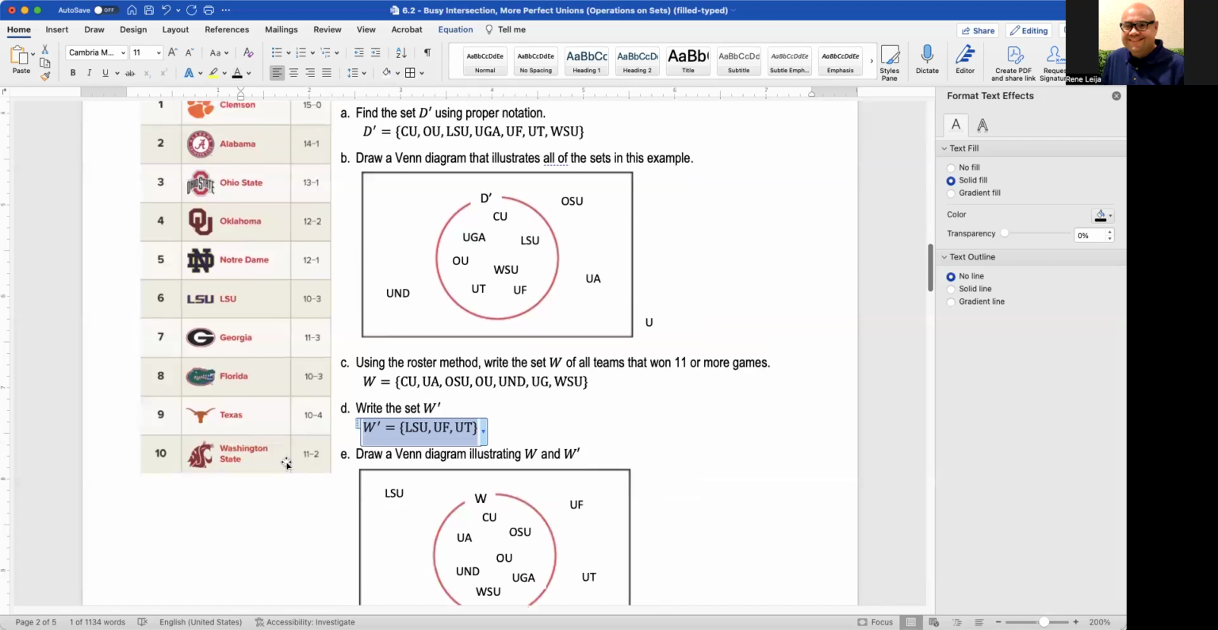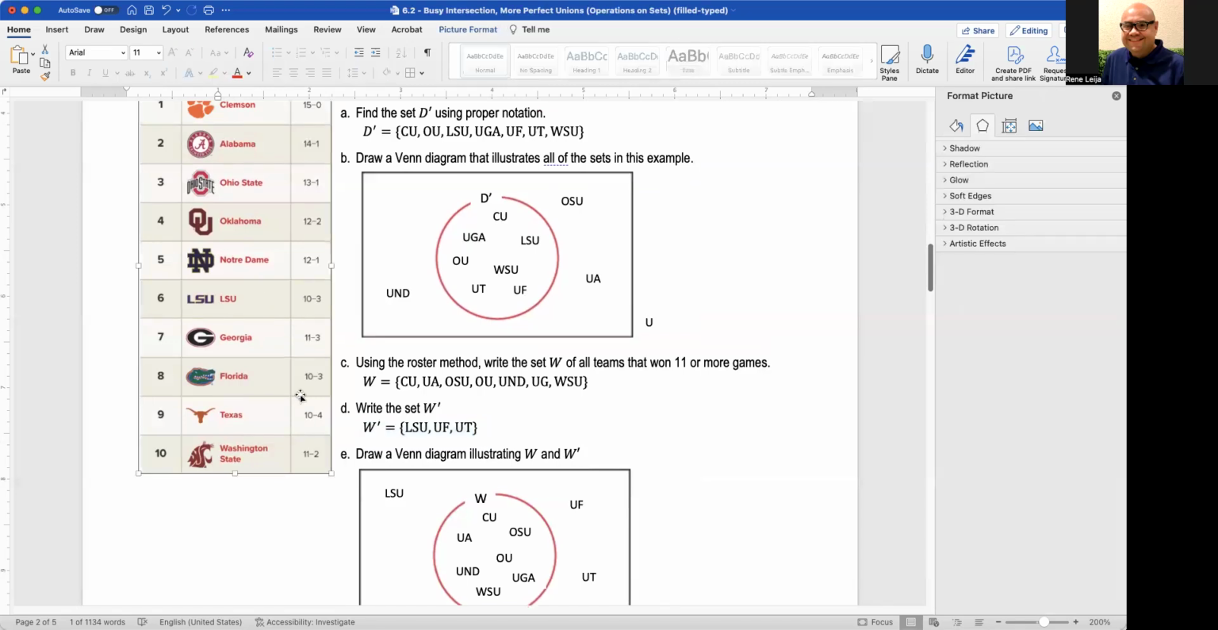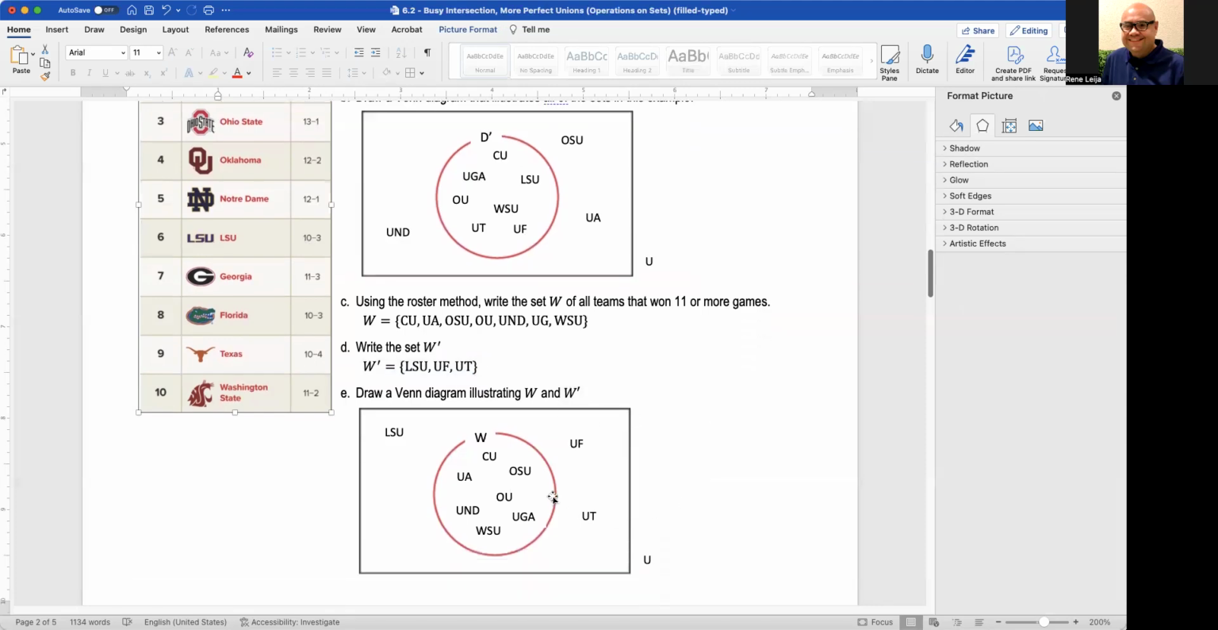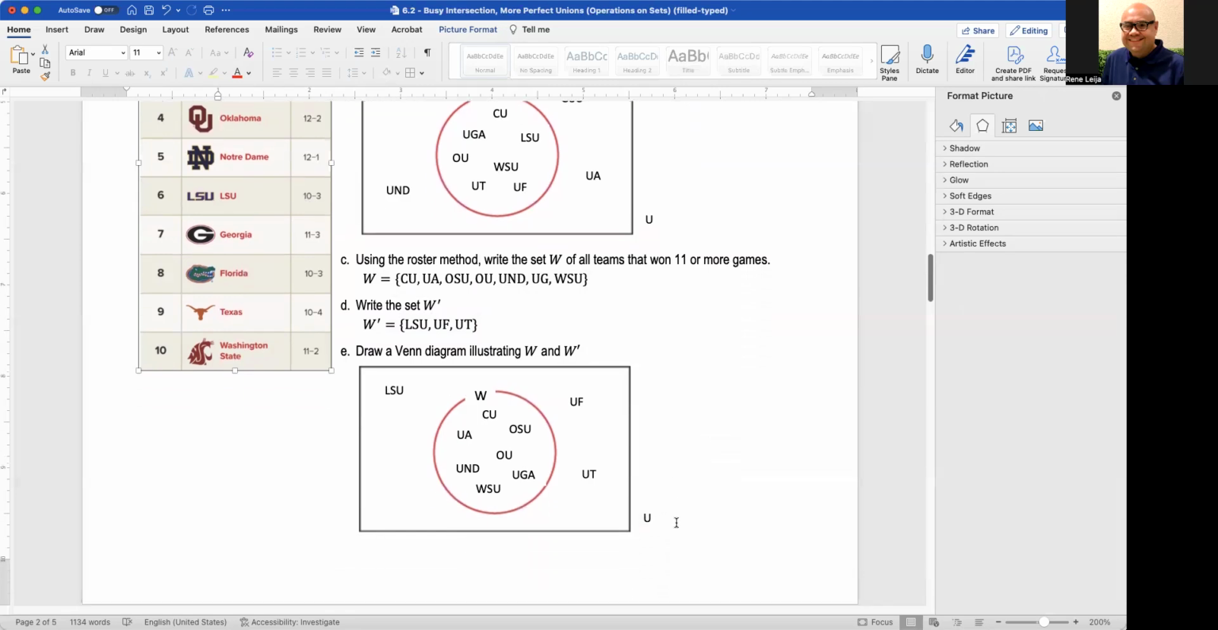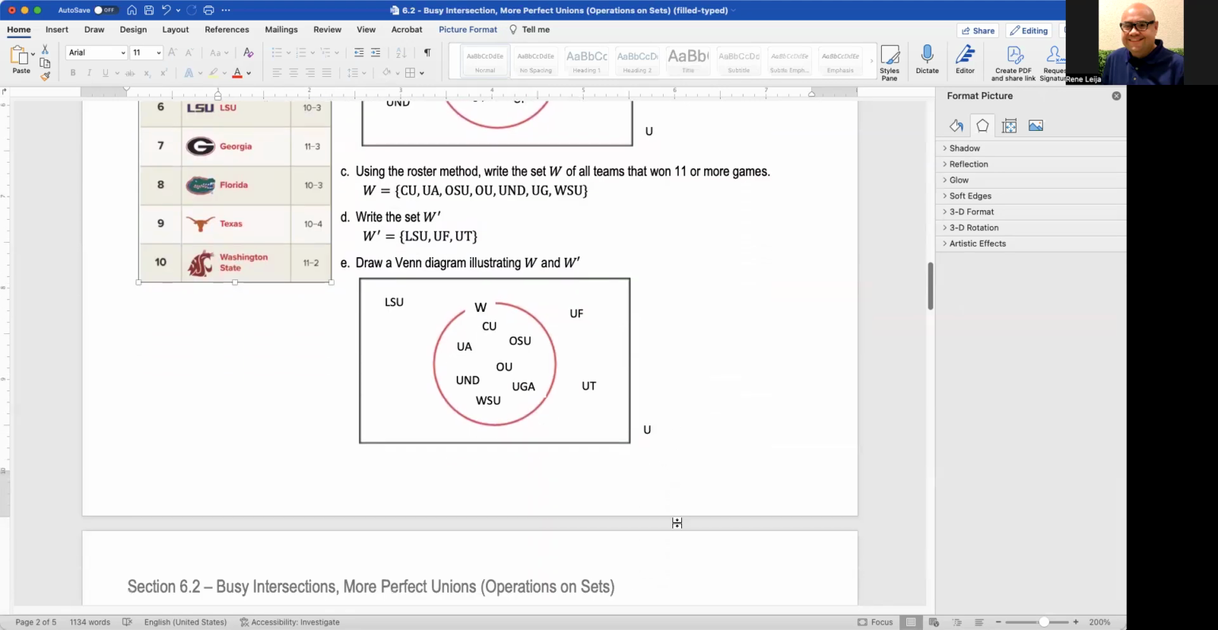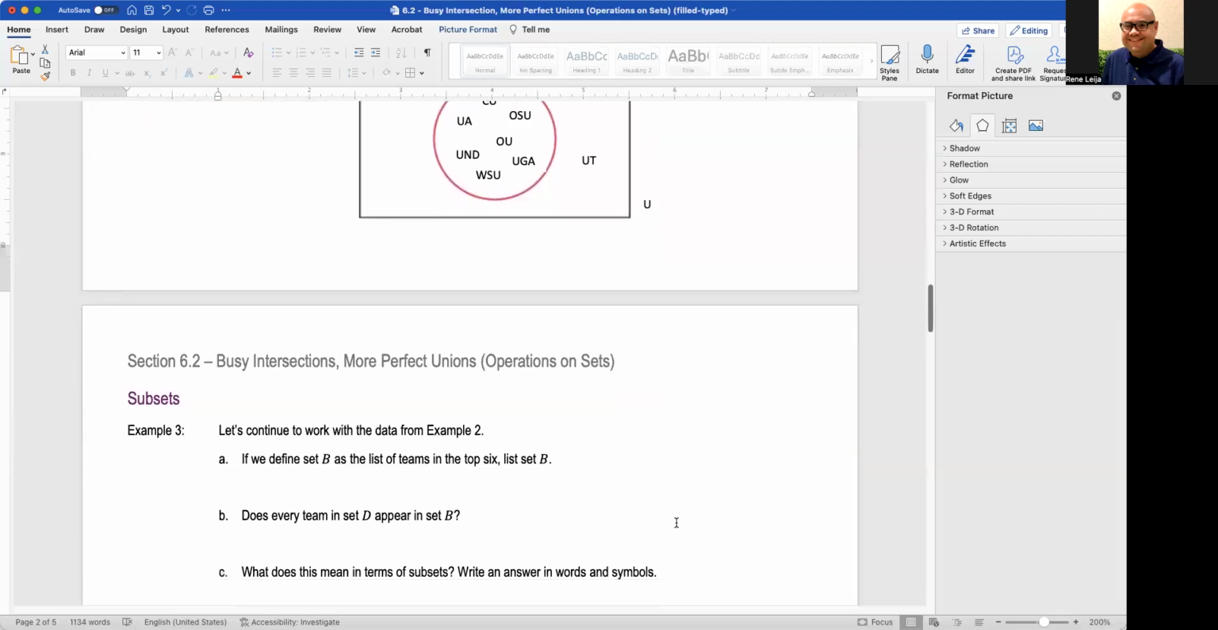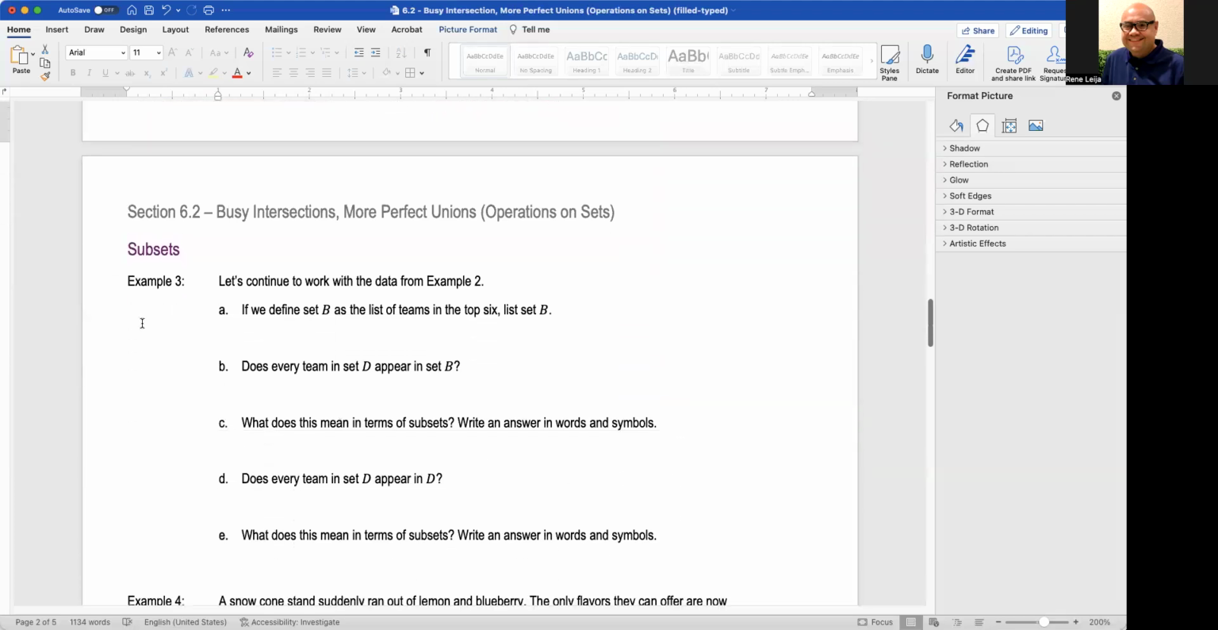So winning less than 11, LSU, they only won 10. University of Florida only won 10, and University of Texas only won 10. So those are the three. And then here is the set W, which is part C. And then W prime would be those teams that are outside of W, but still within the universal set. So I hope you can see it's really pretty easy on how to write these, okay?